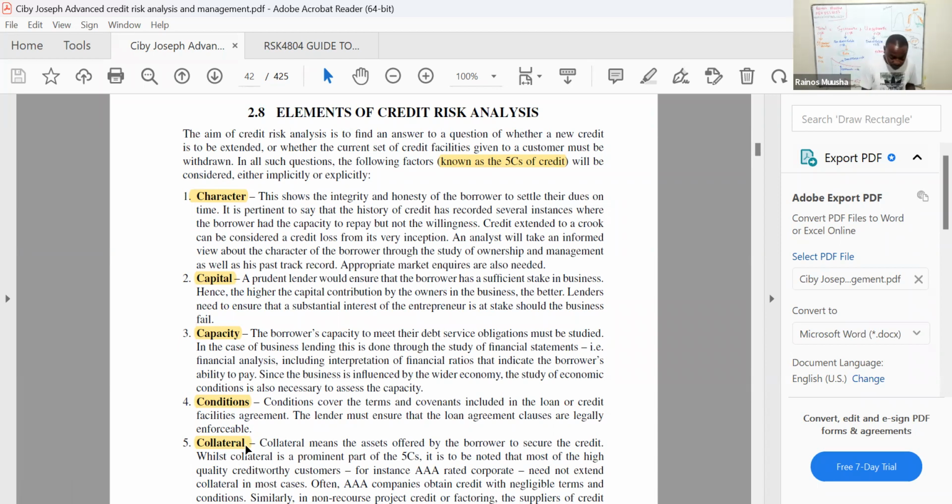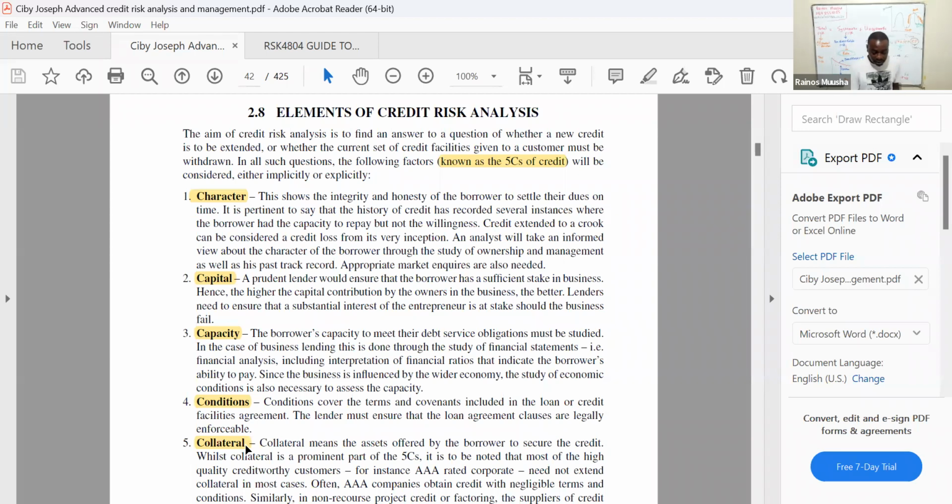So when it comes to the 5 C's of credit, the first one is character, where they say this shows the integrity and honesty of the borrower to settle their dues on time. So it is pertinent to say that the history of credit has recorded several instances where the borrower had the capacity to repay, but not the willingness as well. So credit extended to a crook can be considered a credit loss from its very inception. So the most important of the 5 C's of credit is character.